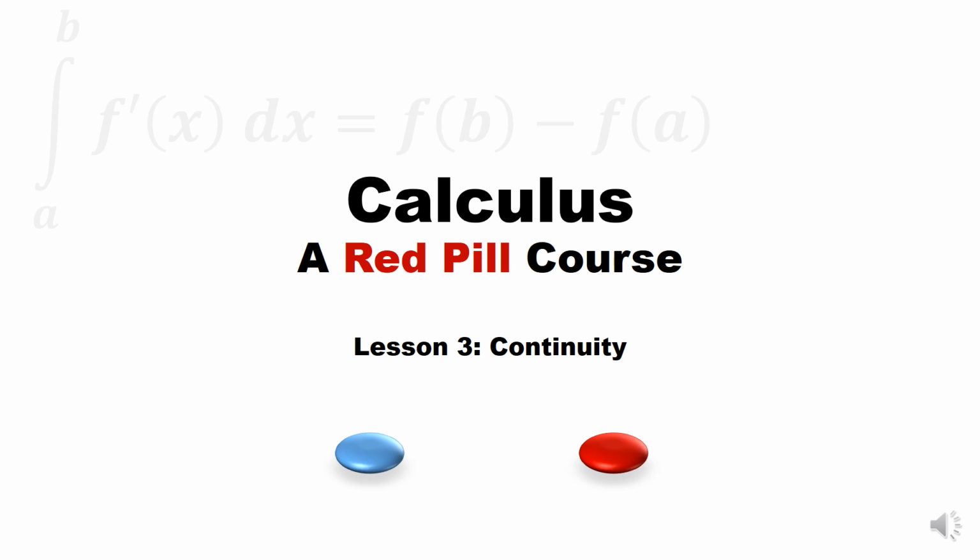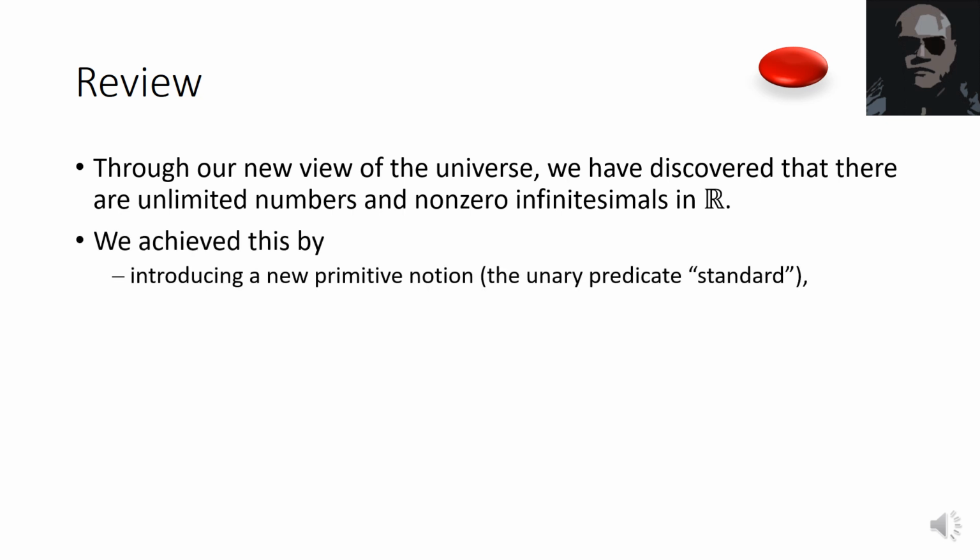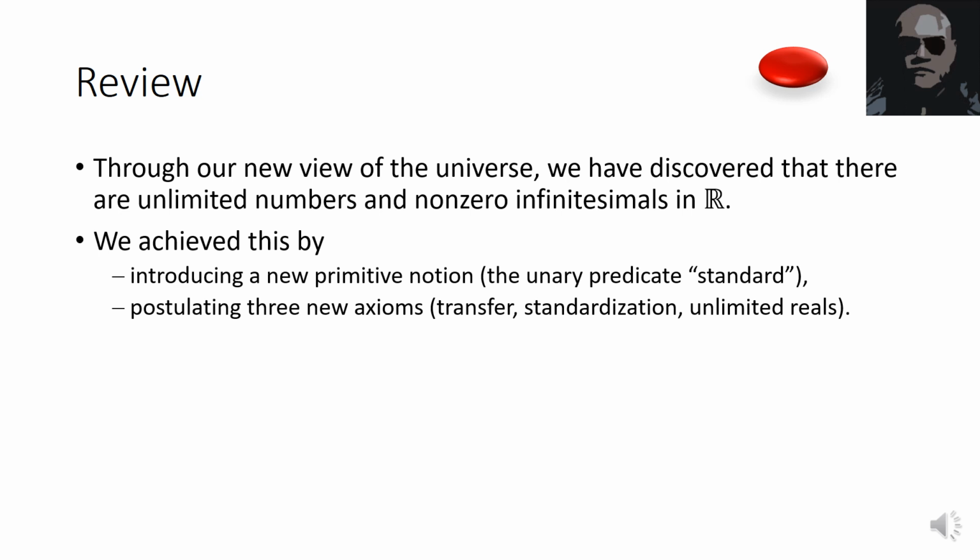Welcome to Lesson 3 of my Red Pill course on calculus, where we will discuss the concept of continuity. Through our new view of the universe that we gained in Lesson 2, we have discovered that there are unlimited numbers and non-zero infinitesimals in R. We achieved this by introducing a new primitive notion, the unary predicate standard, and postulating three new axioms which we have called transfer, standardization, and unlimited reals.